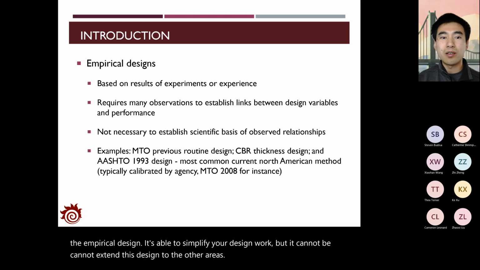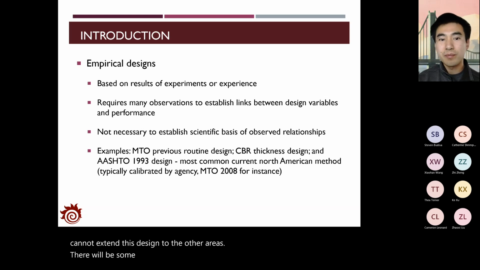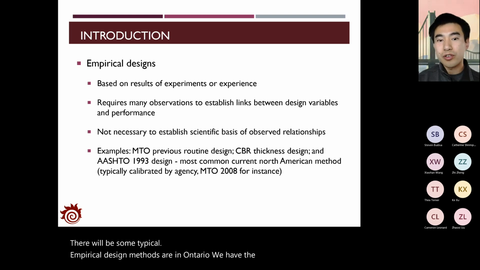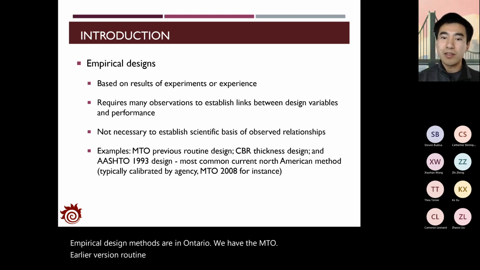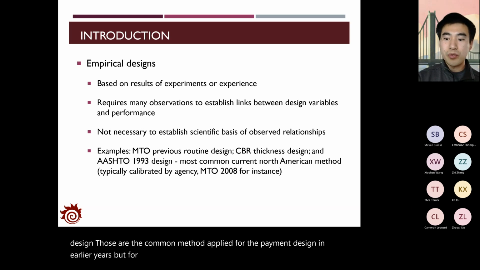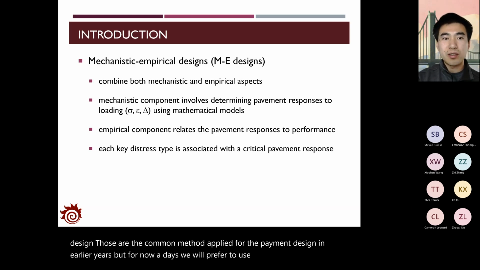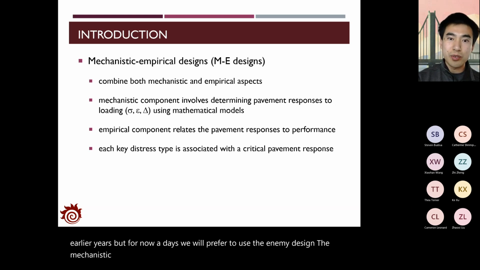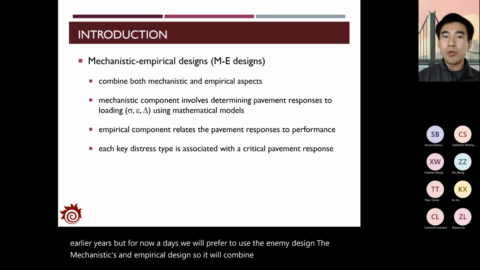There are some typical empirical design methods. In Ontario, we have the MTO routine design, the earlier version. We have the CBR thickness design and the AASHTO 1993 design. Those are the common methods applied for pavement design in earlier years. But nowadays, we prefer to use the ME design, the mechanistic-empirical design. It combines the advantages of both mechanistic and empirical designs.